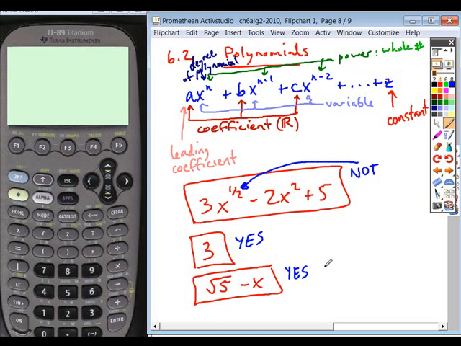Now, if I ask you to write this in the standard form of a polynomial, how would you have to move these around? What's the highest power? X to the first. So you'd have to write that term first, a negative x, and then plus square root 5. So this would be the standard form.